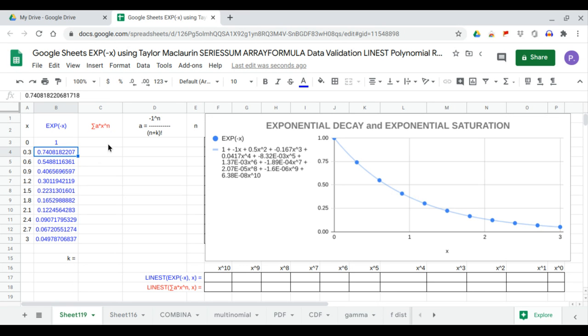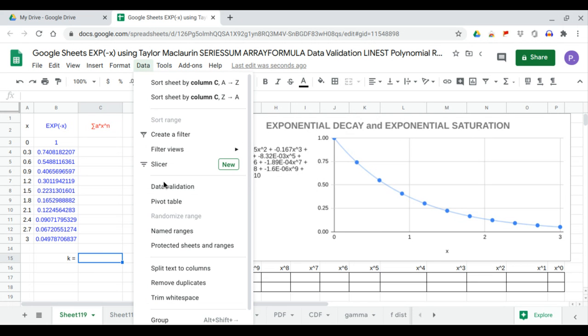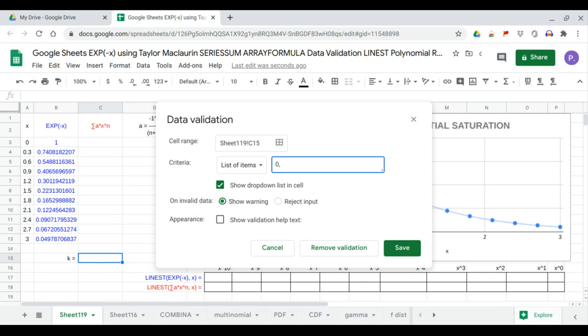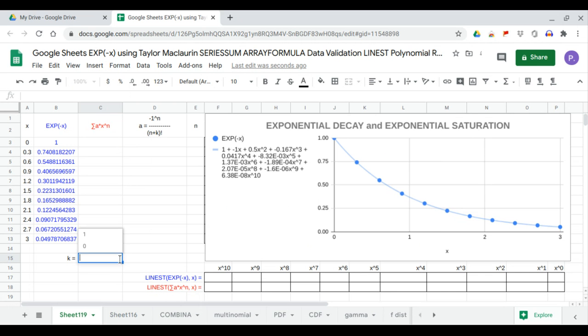And generate the Taylor-Maclaurin series sum, which is the summation of a times x to the power n, where a, the coefficient, is negative 1 to the power n over n plus k factorial. Our value of k is 0 if it is decay, and 1 if it is saturation. So we have two values, 0 and 1, 0 for decay.